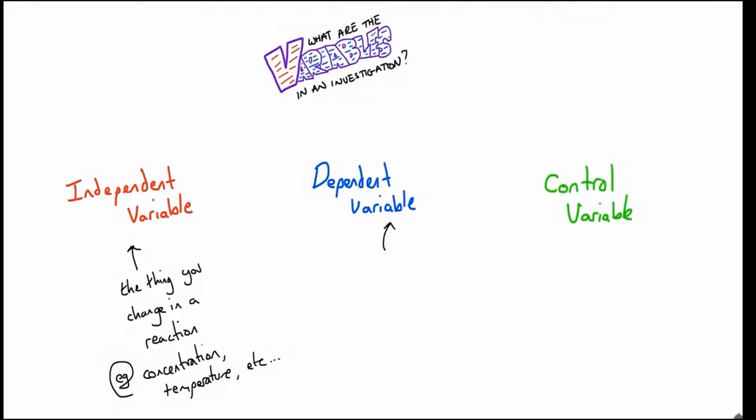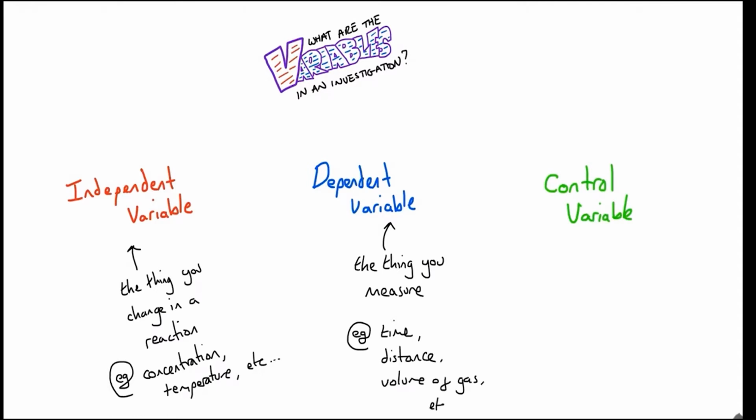The dependent variable is the thing that you measure. Now, I don't mean by that measuring out 50 centimeters of your acid to put into a reaction. It's the thing that you're going to be looking at the end of the experiment. So for example, the time it takes for a reaction to complete, or the distance something moves, or the volume of gas produced, anything like that. And we'll have a look at some examples in a minute.